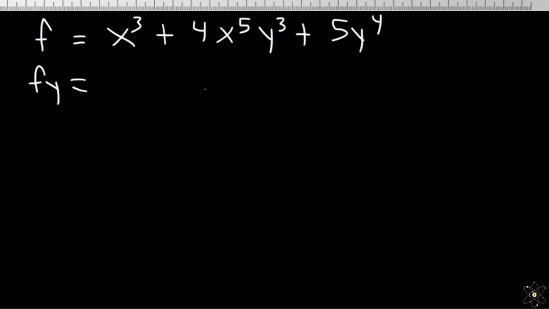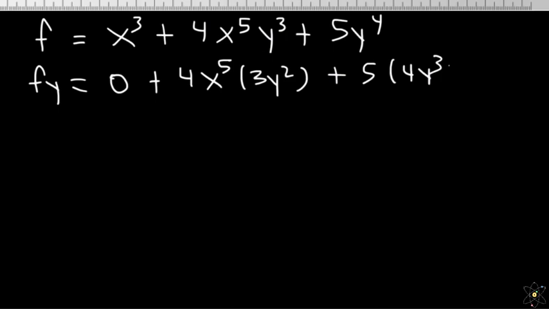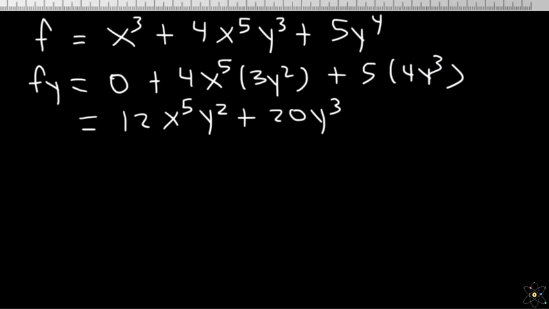So x cubed is now a constant, that becomes 0. And y cubed, the derivative of that is 3y squared. And the derivative of y to the fourth is 4y cubed. So fy is equal to 12x to the fifth y squared plus 20y cubed. Now from this function we could find the other two answers we're looking for.